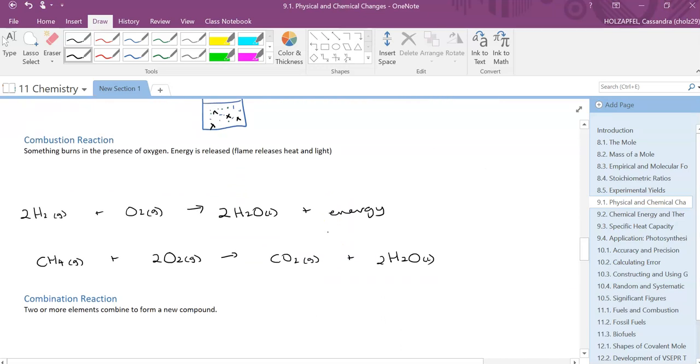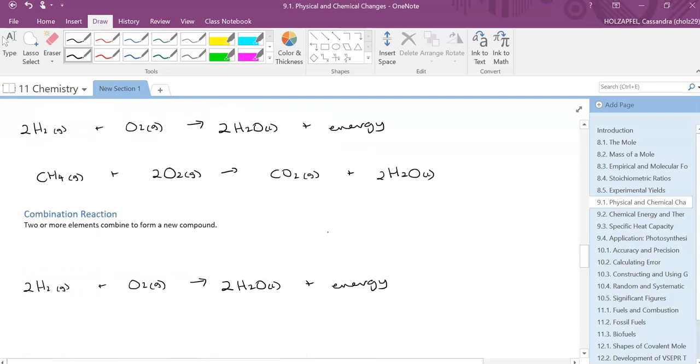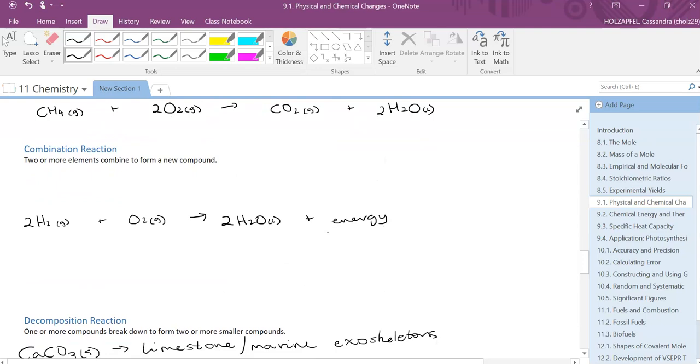Okay, combustion reactions. Basically, something burning in the presence of oxygen, energy released in the form of heat and light. This is one that we're familiar with. Like I said before, you burn a piece of wood and we can see the flame. We know that there's energy changes involved. Combination reactions. This is another one that's pretty straightforward. So 2 or more elements combine to form a new compound. So for example, this is also an example of a combustion reaction, by the way, because hydrogen gas is burning in the presence of oxygen. But it's also a combination reaction because I'm combining hydrogen with oxygen to produce water. And also energy is released.